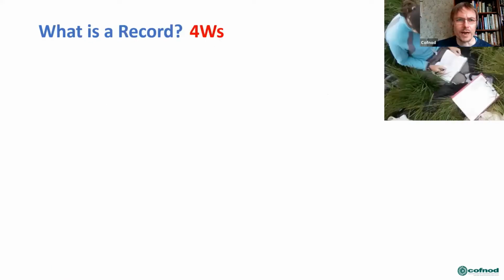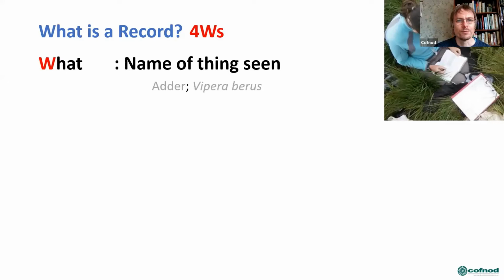Okay, what is a record? Well, essentially it's these 4 W's. So what have you seen? In this case, it's an adder. You can either record it using the common name or the scientific name, Vipera berus.